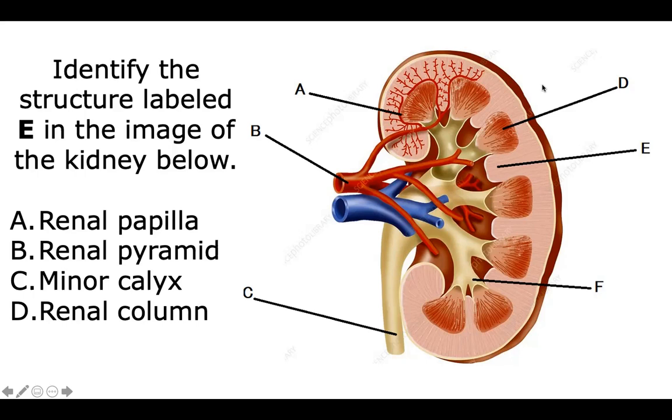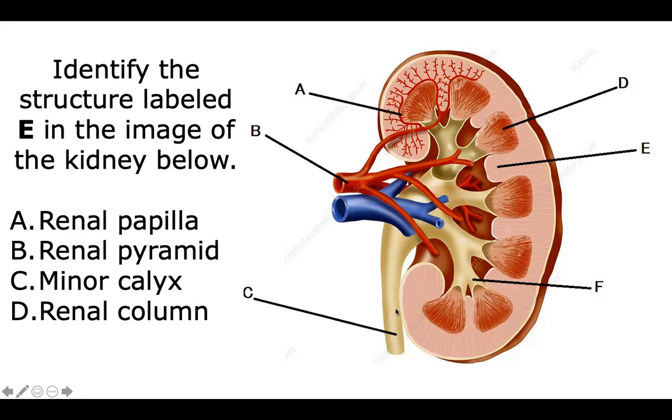All right, 10 seconds left. Okay, let's see. A lot of response for D. D is correct. So this is the renal column. That's what E is indicating. A, renal papilla is going to be the tip of the renal pyramid. B, pyramid is going to be the entire pyramidal structure here. And then C, minor calyx is going to be the duct-like tube that the papilla communicates to, okay? And then the strips in between the pyramids are the renal columns, all right?